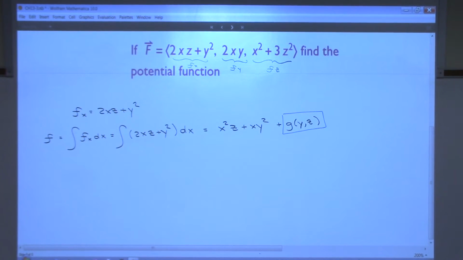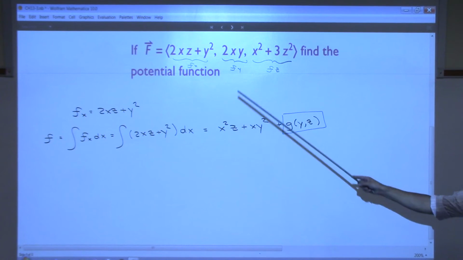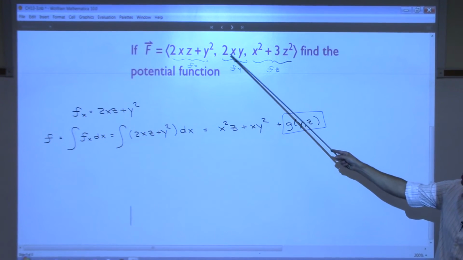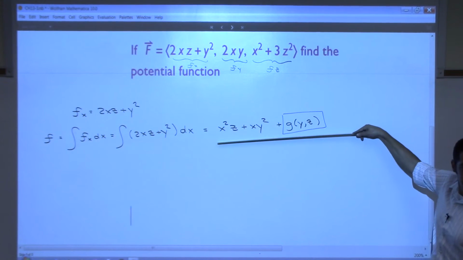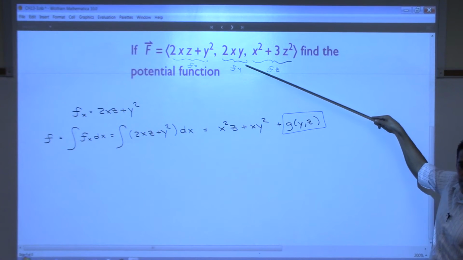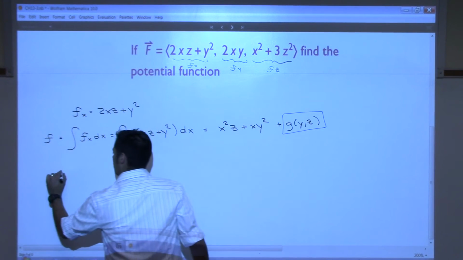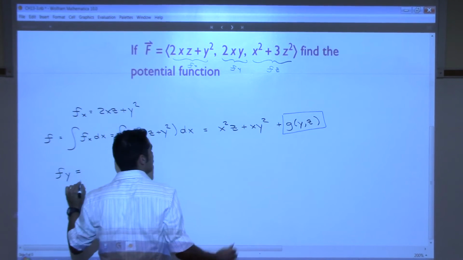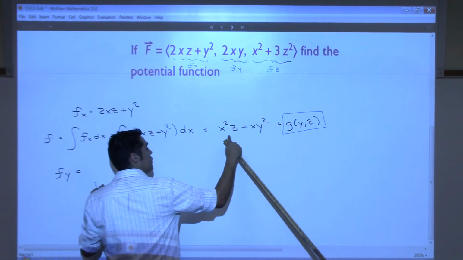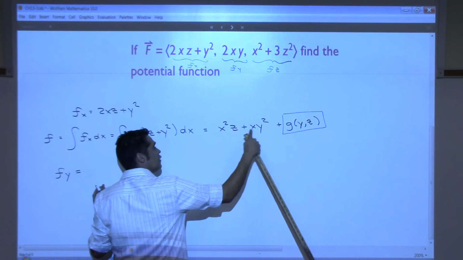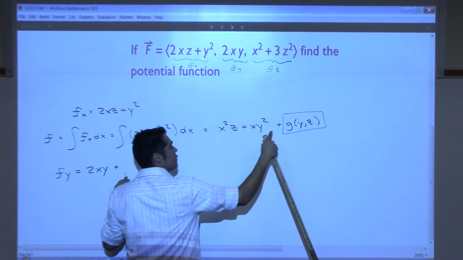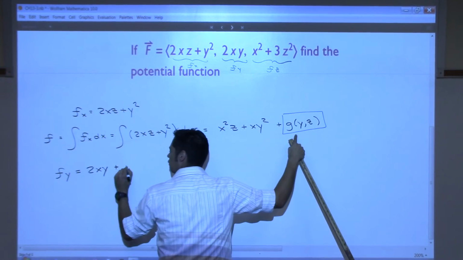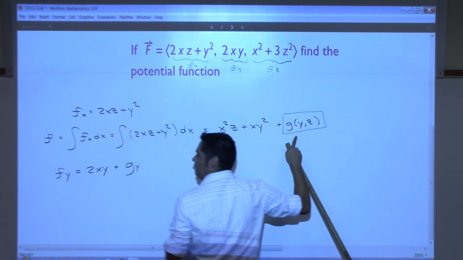The next piece of information that we know is that the partial of f with respect to y has to be 2xy. So I'm going to take this and derive it with respect to y and set it equal to this. So the partial of f with respect to y, let's look at ours first. What's the derivative of this with respect to y? 0. With respect to y? 2xy. And then what's the derivative of this with respect to y? I don't know. G sub y.